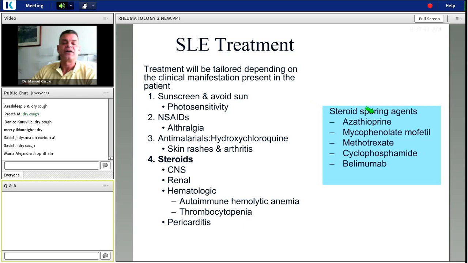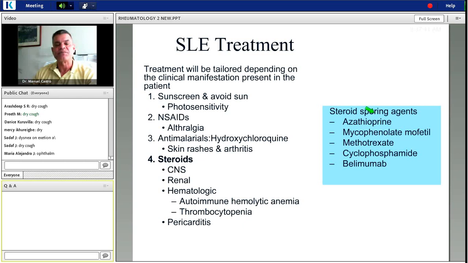Steroid-sparing agents, azathioprine and mycophenolate mofetil, can be used if you want to spare the patient from using steroids, either because of a side effect of the steroid or because you're just concerned that the patient might have some significant side effect from the steroid.